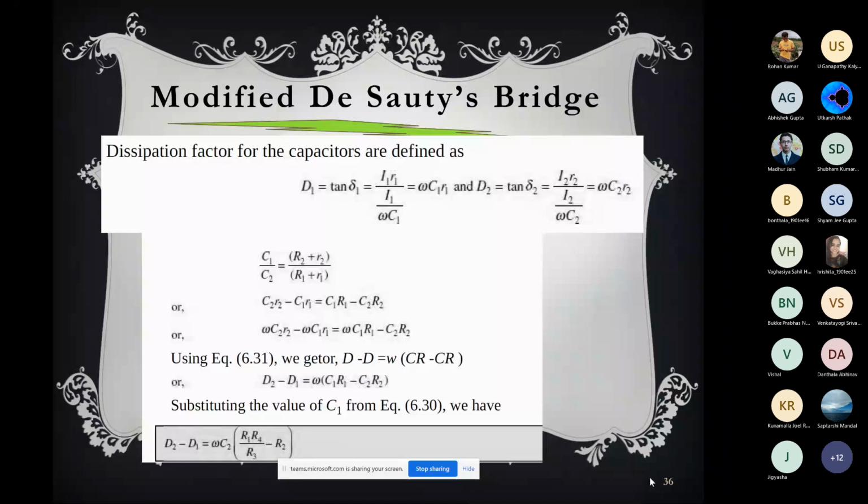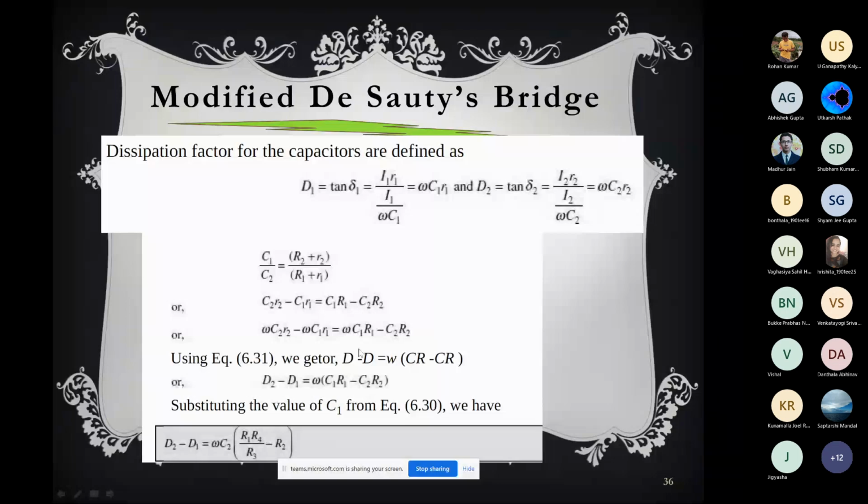This last term is wrong. This will also be multiplied by omega, because this equation is multiplied by omega. So here omega will come. So this expression is wrong. Omega will come. So it will be omega c2 small r2 minus omega c1 small r1 will be equal to omega c1 capital R1 minus omega c2 capital R2.